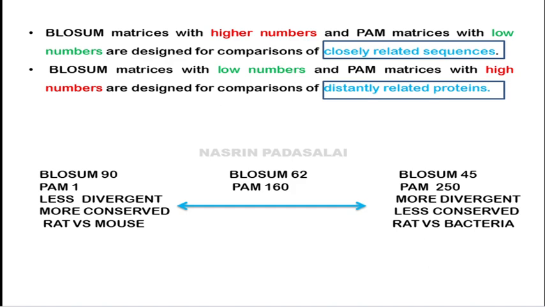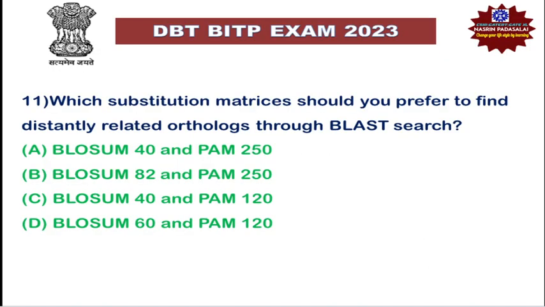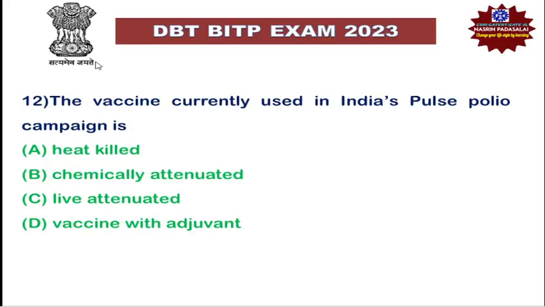Whereas BLOSUM matrices with low number and PAM matrices with high number are designed for comparing distantly related proteins. Say BLOSUM 45, which is a low number, and PAM 250, which is a high number, are generally used for comparing more diverse or less conserved sequences. That is, if you are going to compare the amino acid sequence of rat versus bacteria, you can go for BLOSUM matrices with low number and PAM with high number. So here they are asking about distance, then you should use BLOSUM matrices with low number and PAM with high number. So option A is correct.